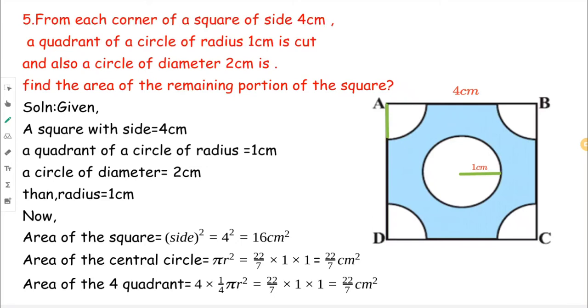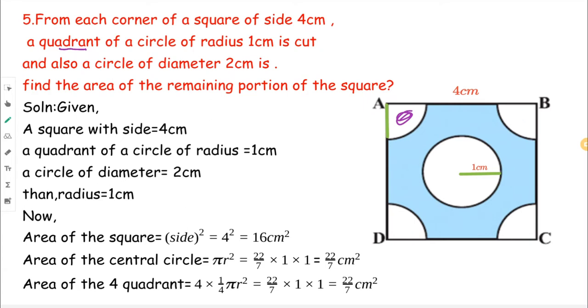Question number 5. From each corner of a square of side 4 centimeter, a quadrant of a circle of radius 1 centimeter is cut. Alright, so you get the idea, right? Quadrant means 1 by 4 times the area of the circle. So you can see 4 quadrants, right? 1 quadrant, 2, 3, and 4 quadrants.